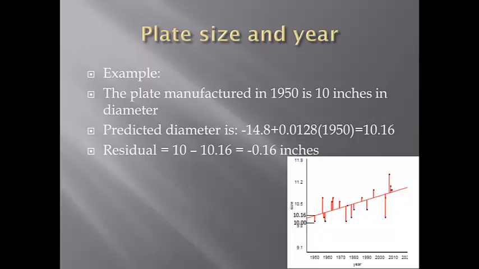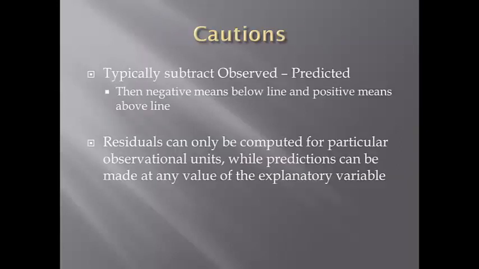There is a plate in this data set that was manufactured in 1950 and is 10 inches in diameter. The predicted diameter we can find by plugging 1950 into the regression equation, giving a predicted diameter of 10.16 inches. So the residual is the difference between the actual plate size, 10 inches, and the predicted plate size, 10.16 inches. You subtract those numbers, you get negative 0.16 inches. That's the residual. We show that on the scatter plot right there in the bottom left.